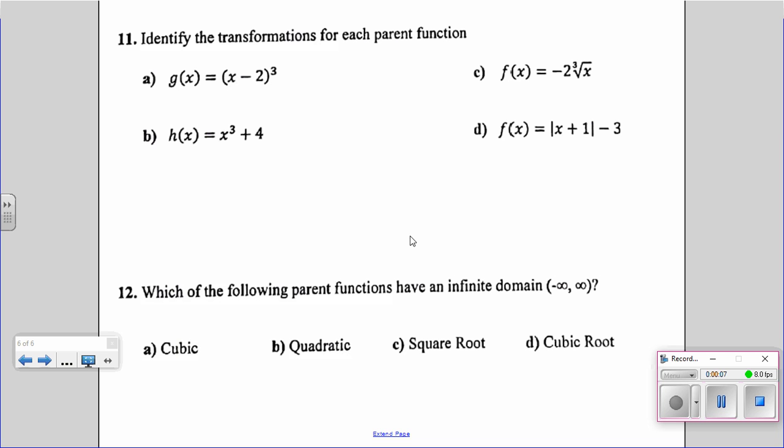For number 11, it says identify the transformations for each parent function. So based off the equation, how is the graph going to move?